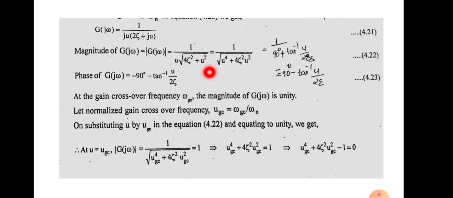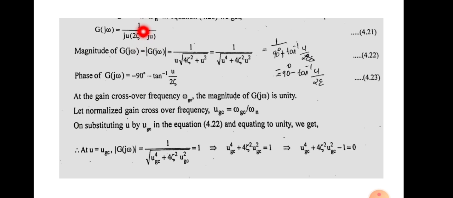So we will get this equation. And next is finding the phase of g of j omega. We know that the phase angle corresponding to 1 is 0, and the phase angle corresponding to ju is 90 degree, and the phase angle corresponding to this term is tan inverse u divided by 2 epsilon.